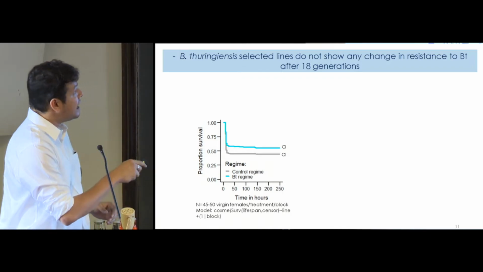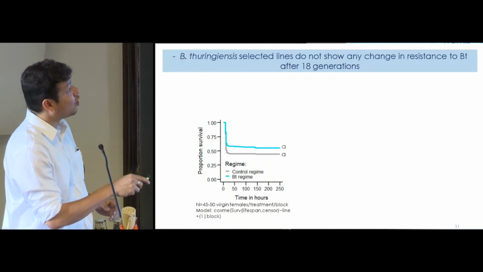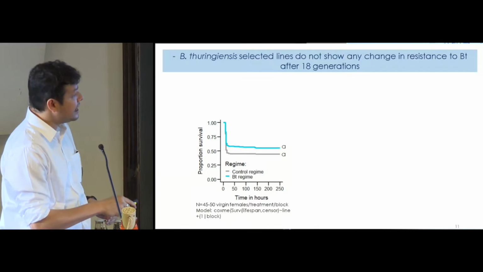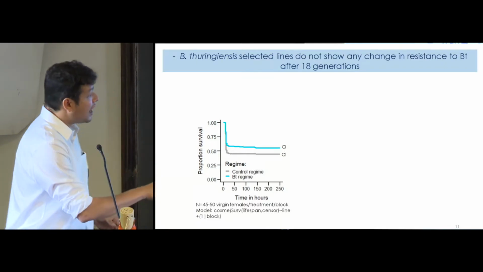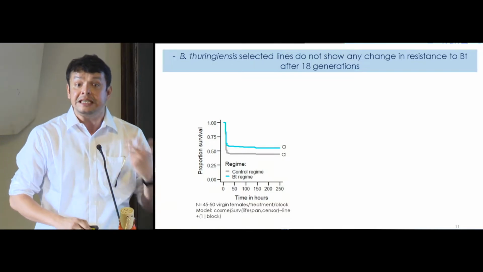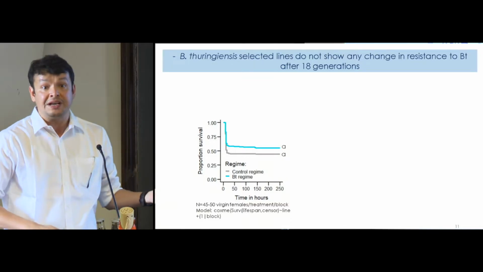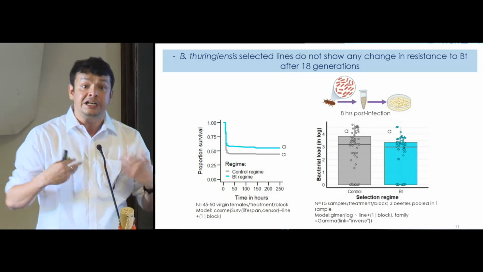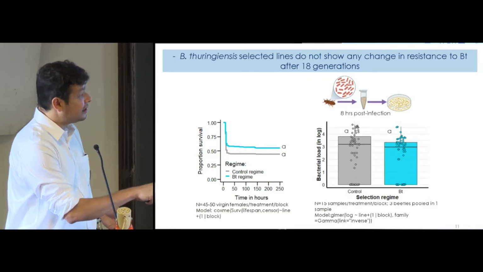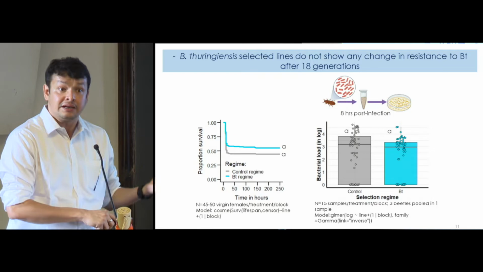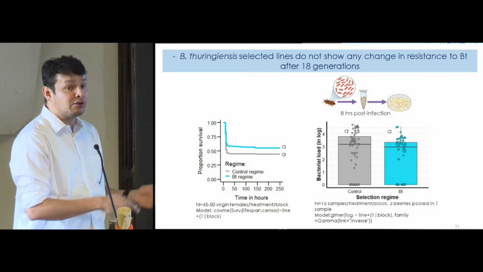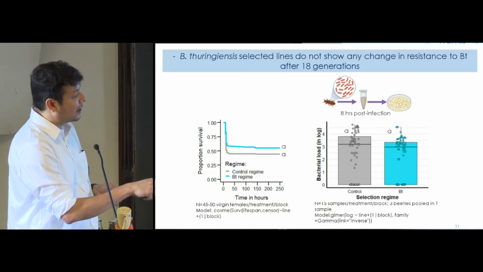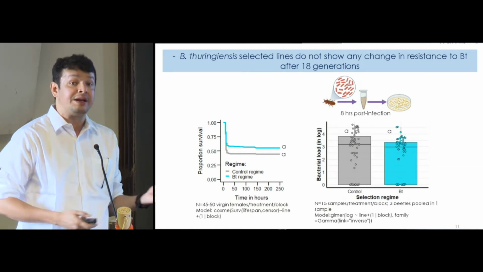You could see that Bacillus thuringiensis selected lines do not show any change in the resistance. You see the blue line is a control regime where they have not seen the infection, whereas the gray line is the one where they have seen the infection. And none of them show any difference. We also measured their ability to clear infection. The y-axis gives you bacterial load or pathogen burden, and you see that neither the control nor the BT populations show any difference.